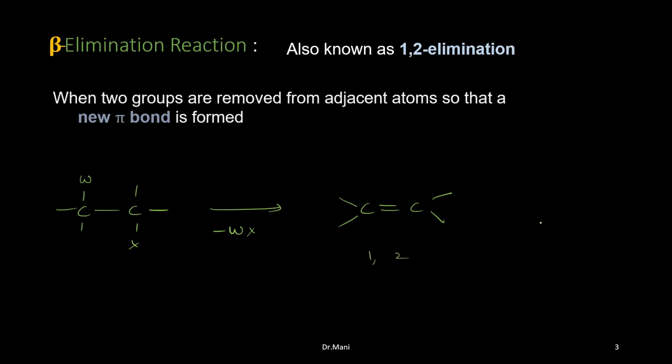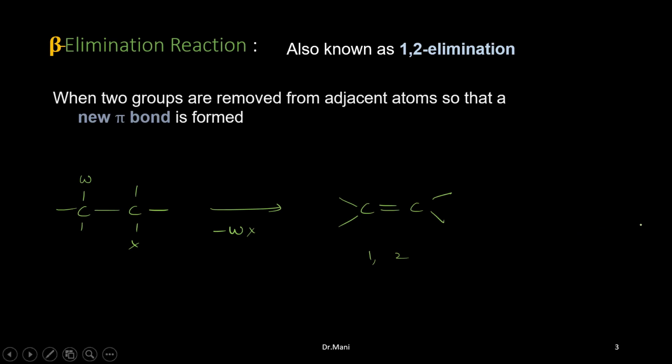So why are we specifically mentioning 1,2? Suppose we take this kind of atom. I can remove one atom from here and one atom from here, but in that condition these are not neighbor carbons. We specifically mention 1,2 because we need to remove from the adjacent or neighbor carbons. Suppose I take four carbons and remove one group from here and another from here, then this will not become 1,2 elimination. Even though we are eliminating, it's not 1,2 elimination. 1,2 elimination only happens with adjacent carbons.